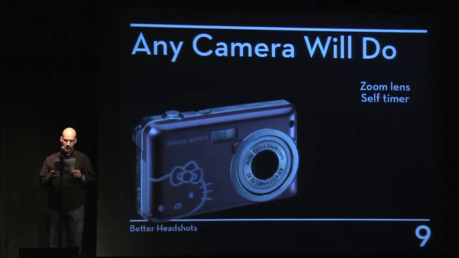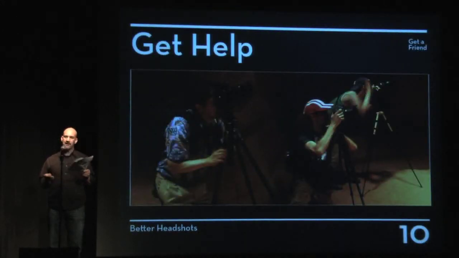Any camera will do, even really cute ones. But it is good to have one with a zoom lens and a self-timer. If you're taking your own photograph, a self-timer will allow you a few seconds to hop in front of it. If at all possible, I would highly recommend enlisting help. They don't have to be a pro or even know how to use a camera. Just having someone else who can aim the camera and snap the shutter can make this process a lot easier.